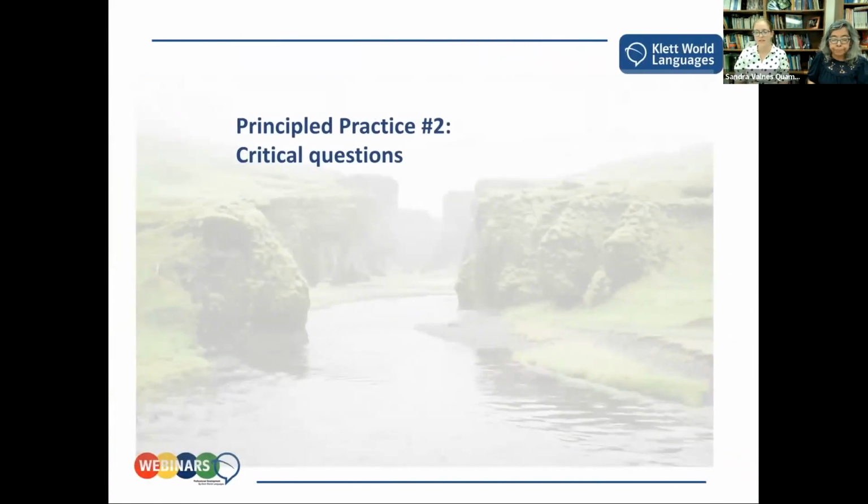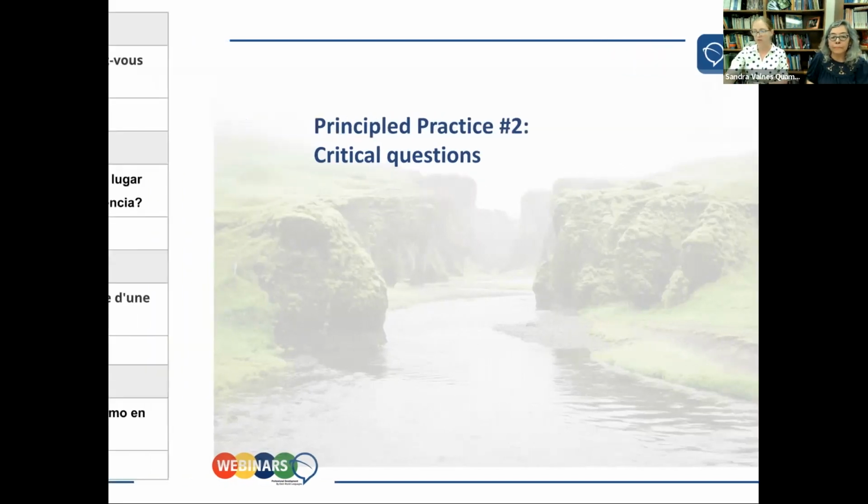Okay. So the second principled practice that we'd like to talk about is critical questions. And so we'll describe in the next slide our hope for these critical questions, which is that they drill down to the fundamental ideas that we hope to explore in our translanguaging courses, but also help our students embrace criticality in their development as multilingual individuals.